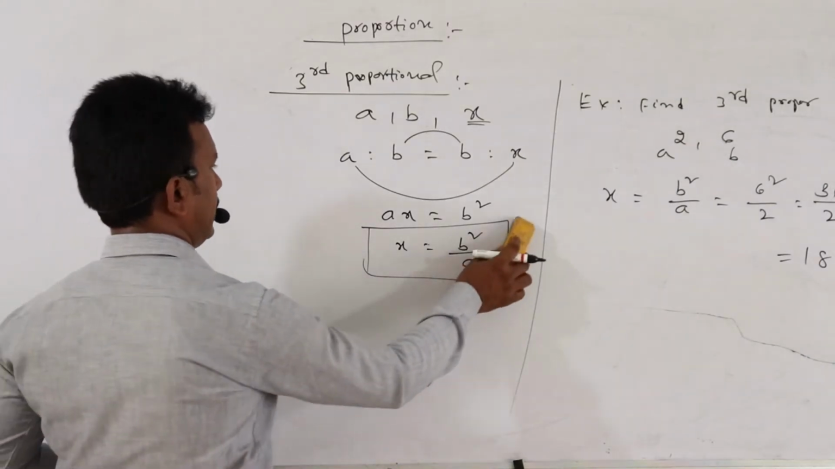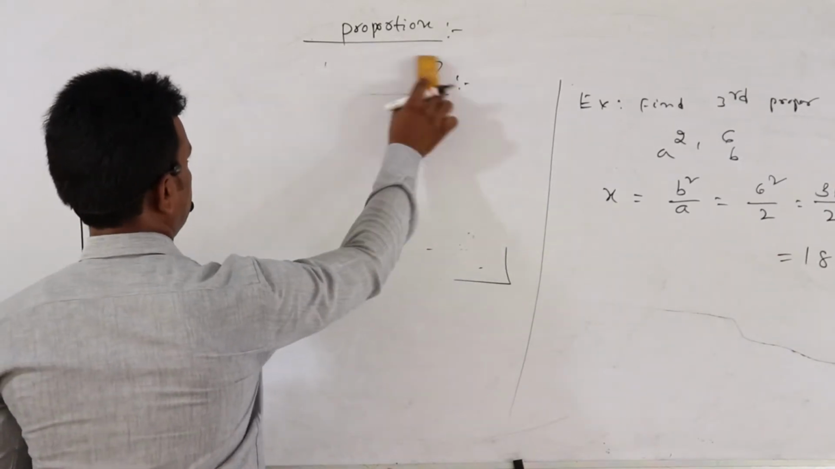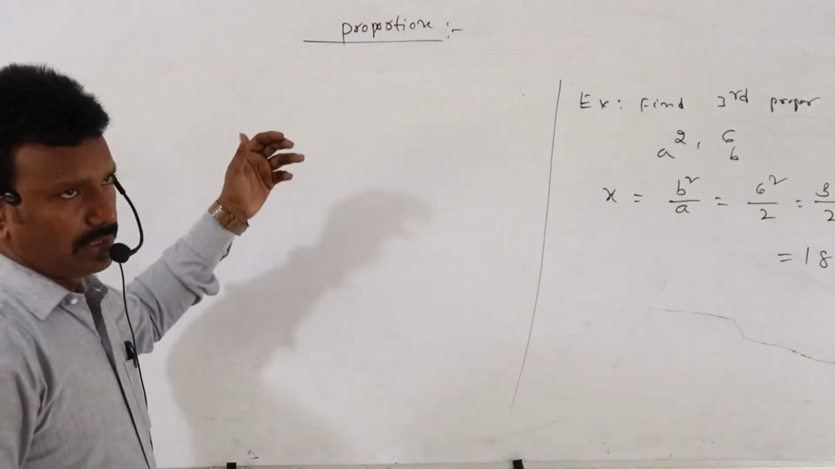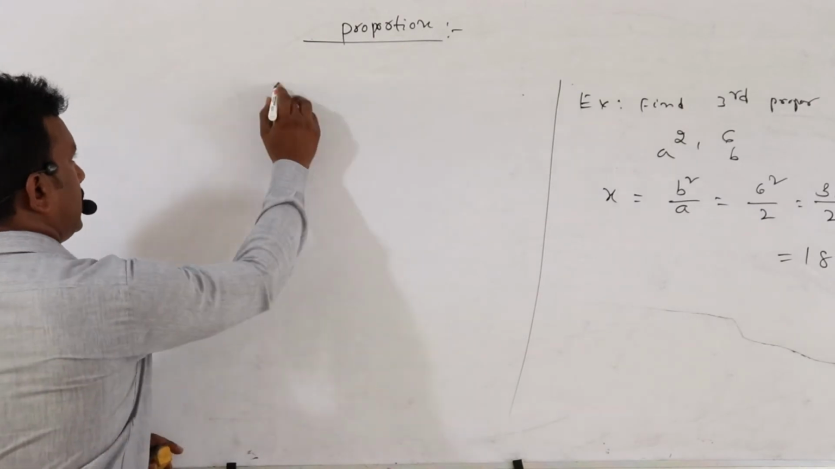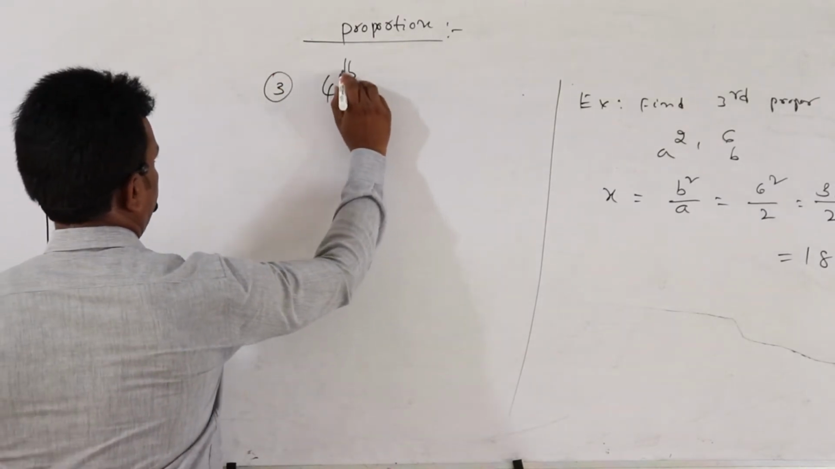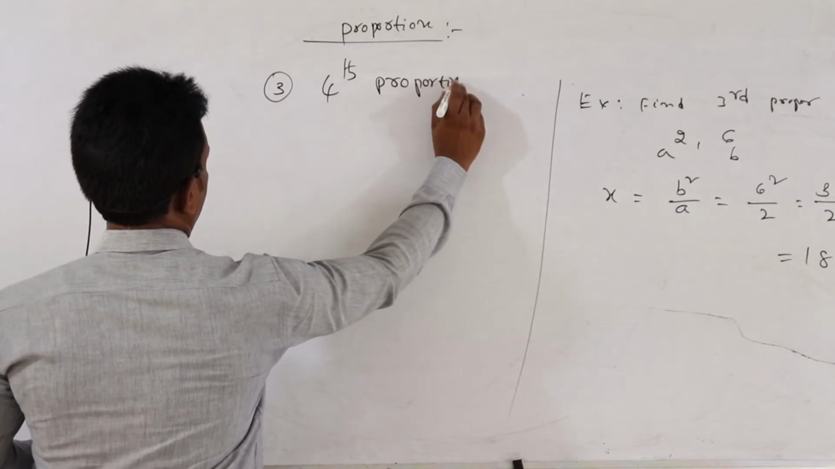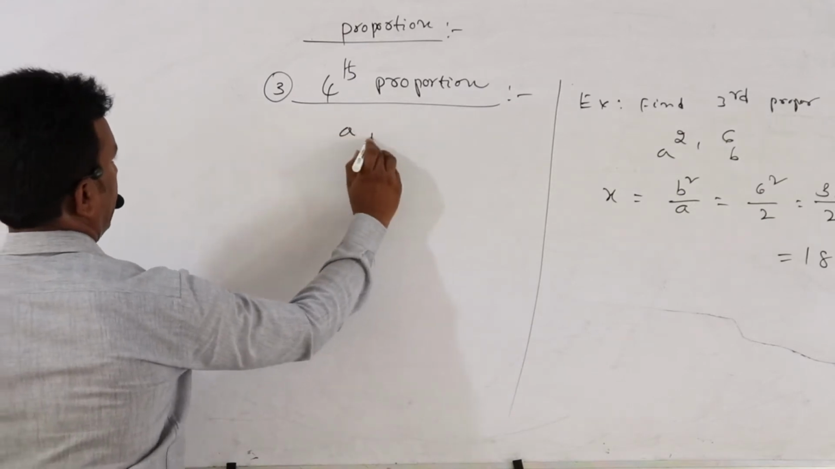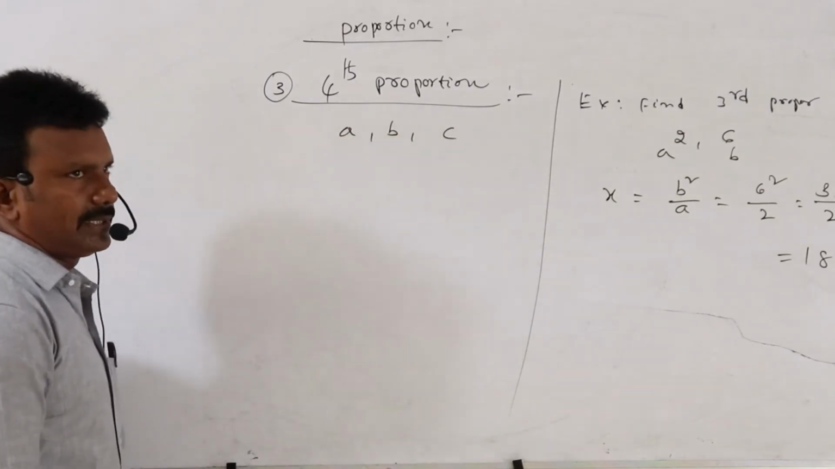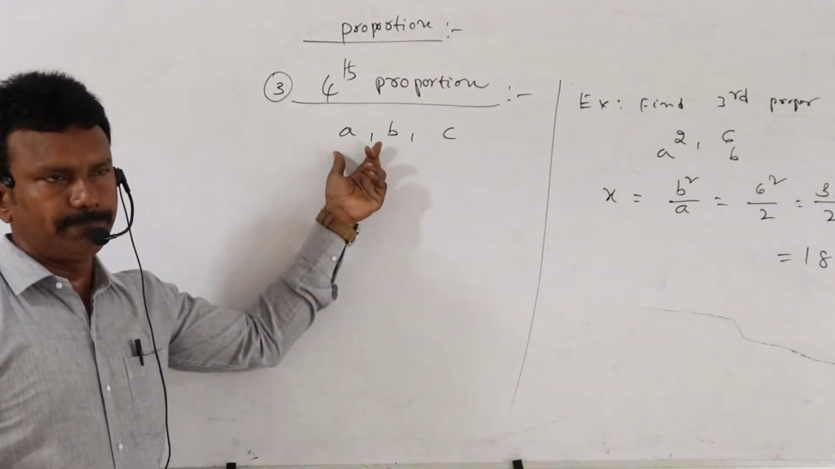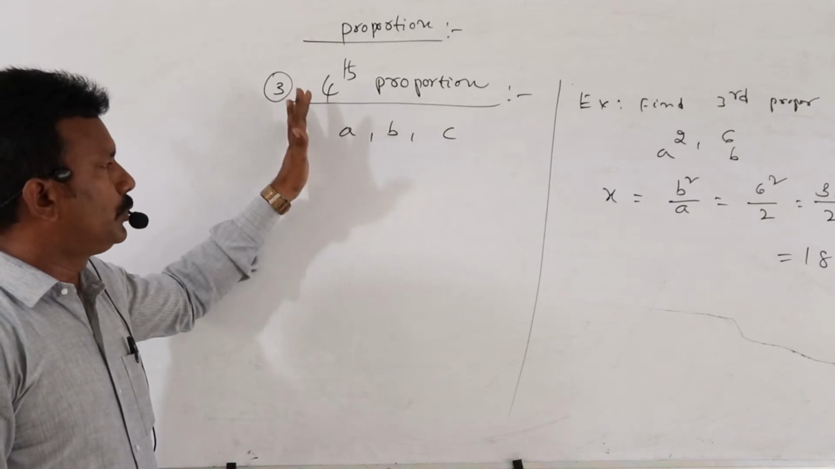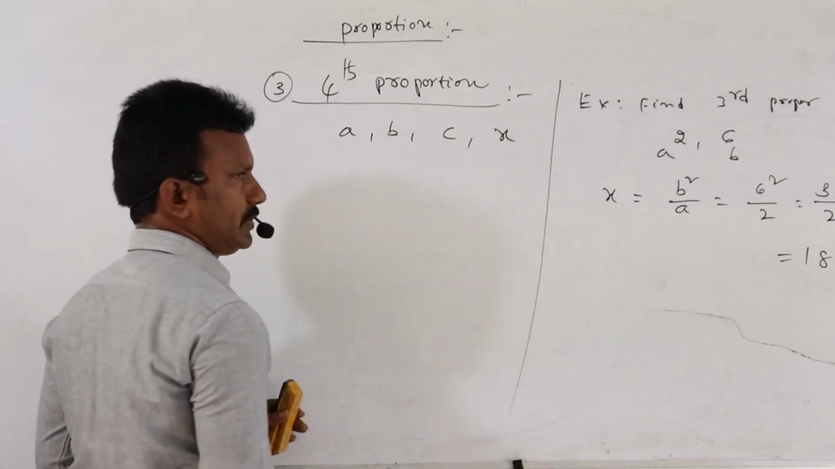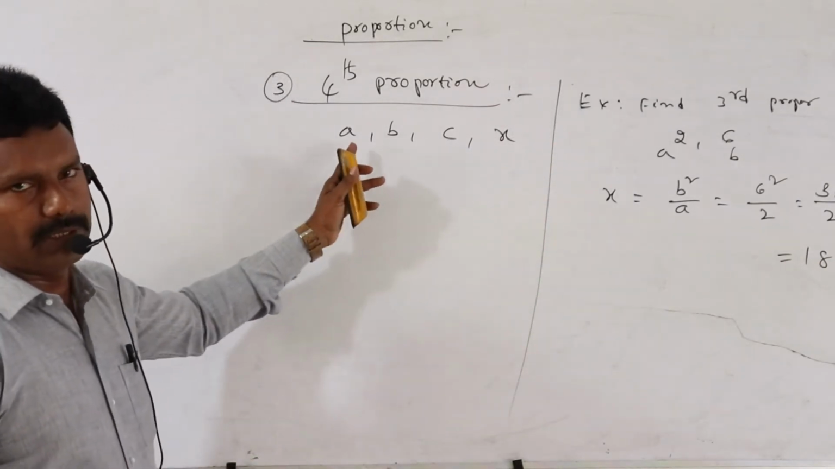In the same way, the last type. In proportion, first we define mean proportion, third proportion and fourth proportion. The next type, the third one, is the fourth proportion. Maybe we write A, B, C as our given numbers. We find the fourth proportion of these three. Let it be x. So x is our fourth proportional of the given numbers A, B, C.